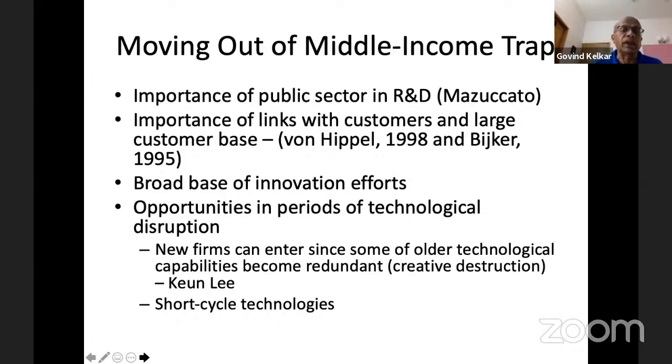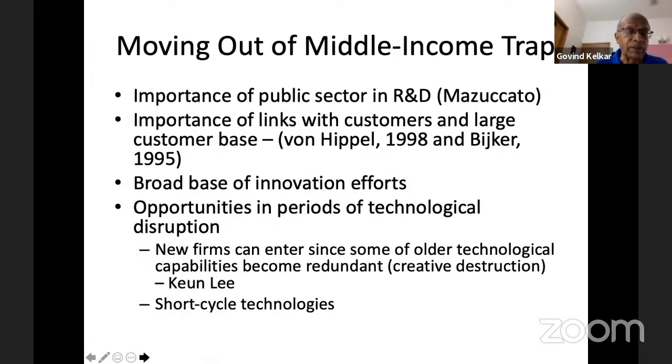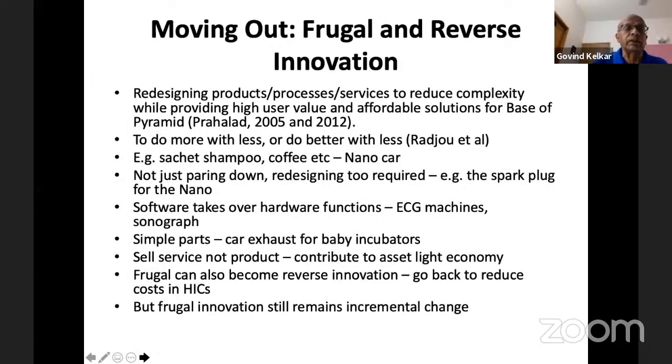So you need a broad base of innovation efforts, and you can utilize the capabilities when new technologies are coming up, because the older technologies are becoming redundant, and a new country can then develop capabilities in the new technologies. For instance, right now, with artificial intelligence coming up as important, any country that becomes dominant in artificial intelligence will be able to get a dominant position in the world economy. So moving out of the middle income trap requires various types of innovation.